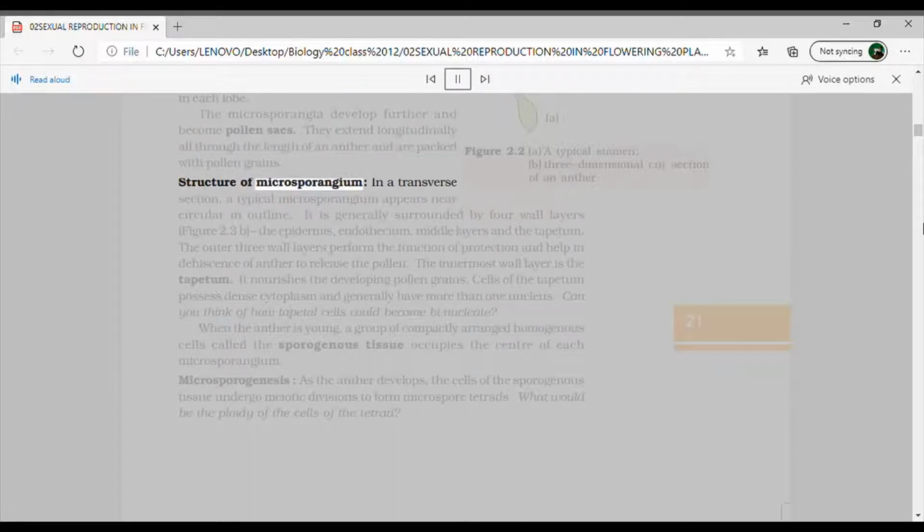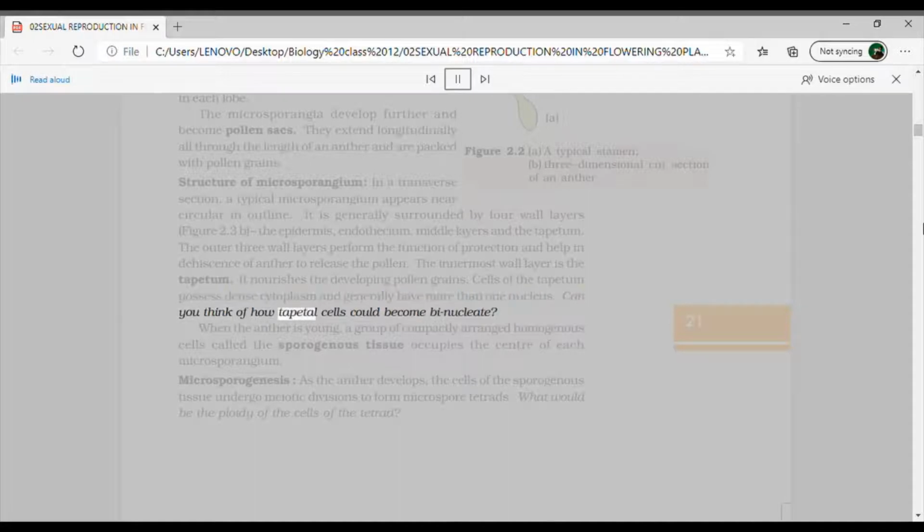Structure of microsporangium. In a transverse section, a typical microsporangium appears near circular in outline. It is generally surrounded by 4 wall layers, Figure 2.3b: the epidermis, endothecium, middle layers, and the tapetum. The outer 3 wall layers perform the function of protection and help in dehiscence of anther to release the pollen. The innermost wall layer is the tapetum. It nourishes the developing pollen grains. Cells of the tapetum possess dense cytoplasm and generally have more than 1 nucleus.